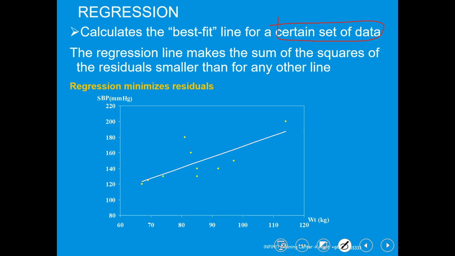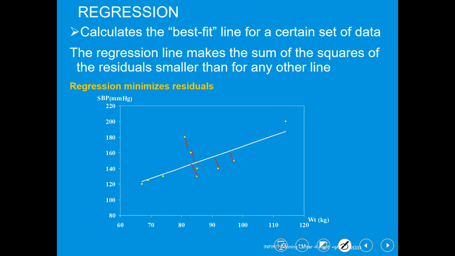We have seen these dots everywhere, right? And the regression line, we draw a line through these dots and this line has to be in the middle of all the dots. Then the regression line makes the sum of the squares of the residuals smaller than for any other line. So what's the importance of this line? The distance between this line and every dot has to be the minimum.